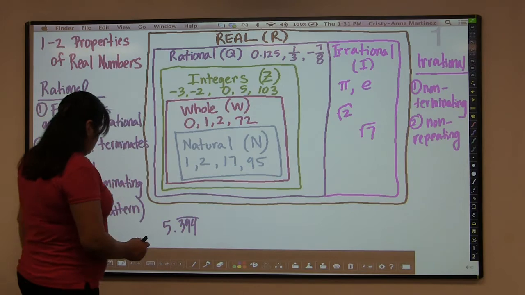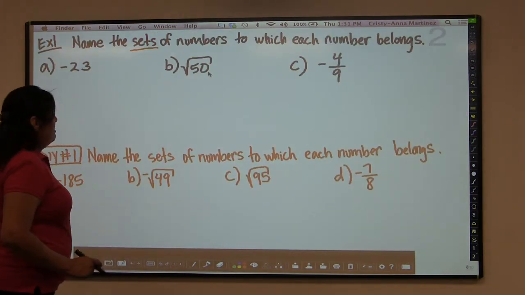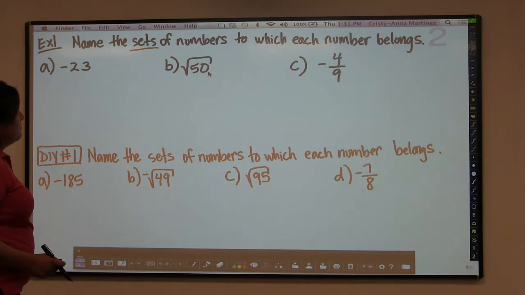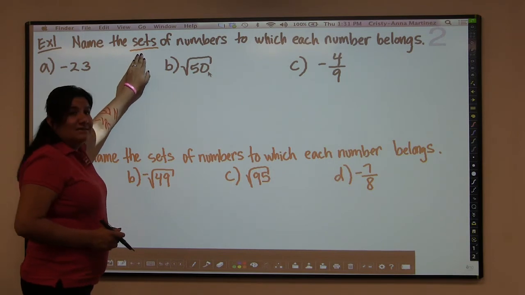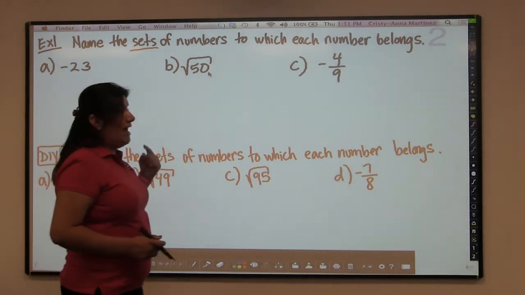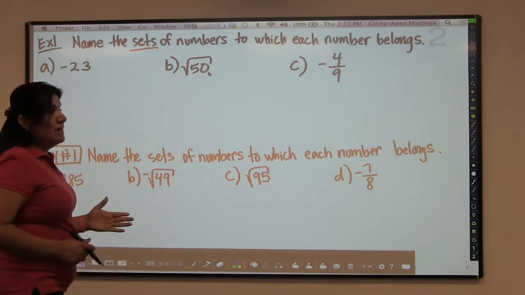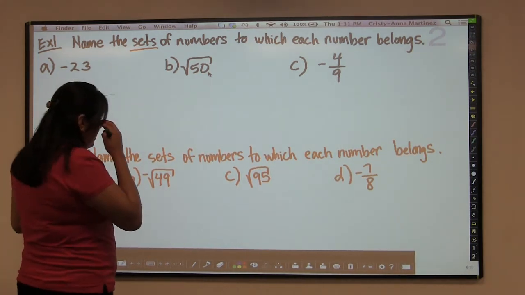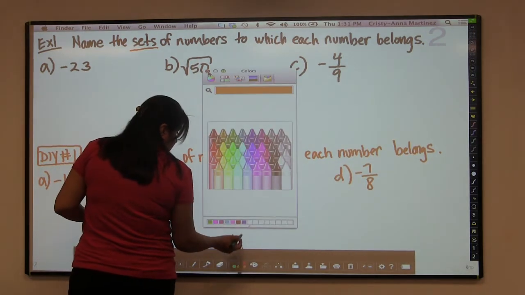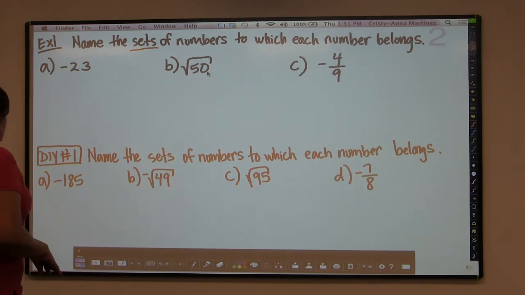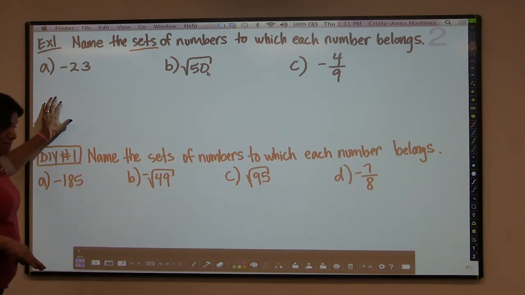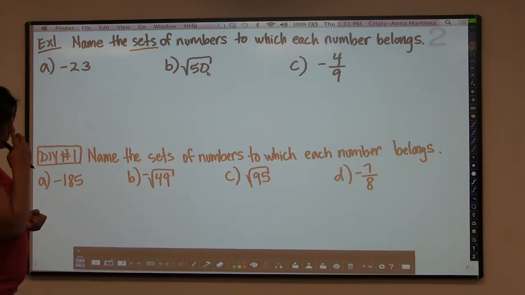So we're going to do some examples here. The first thing that we're going to be asked to do is to name the sets of numbers to which each number belongs. And I want to emphasize here the word sets. It's plural, not singular. You should have, in most cases, more than one option for each thing. And we're going to use our letters, our abbreviations, okay? So the first example that we have is negative 23. Negative 23 is not natural because it's negative, and we talked about that. We start with positive integers, so it's not natural.